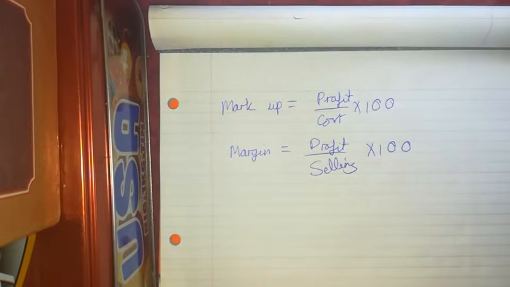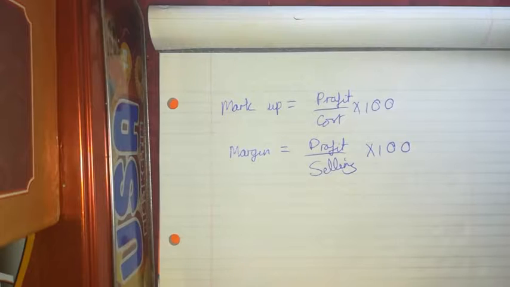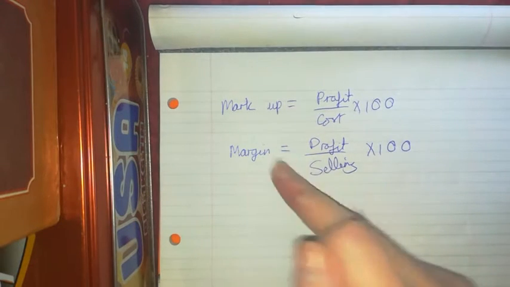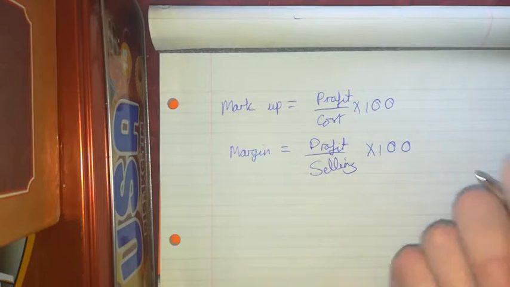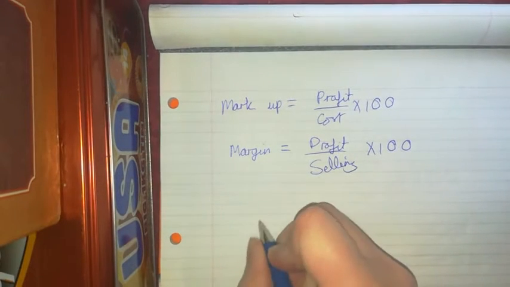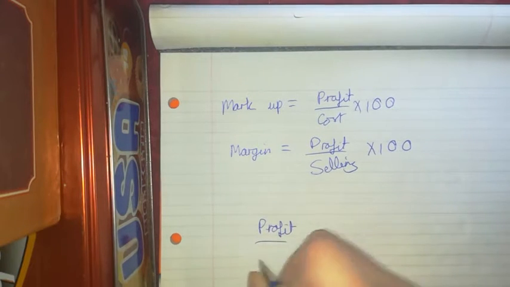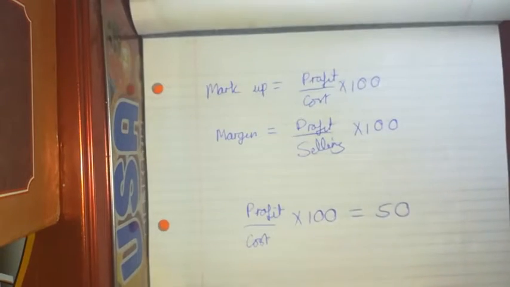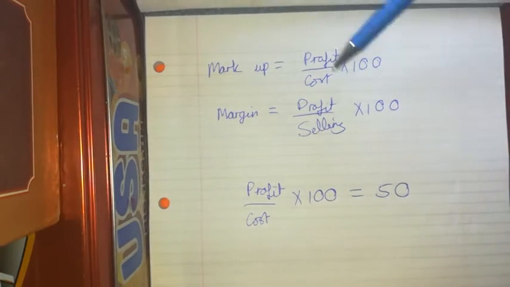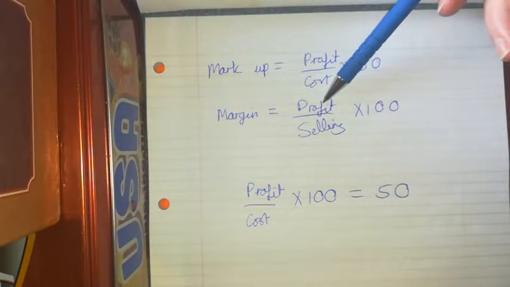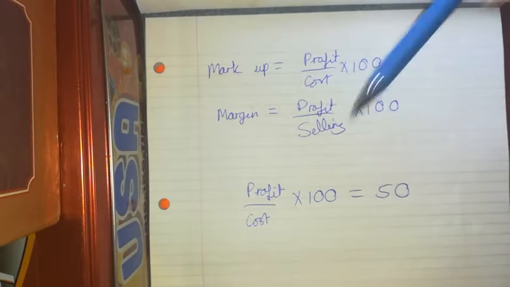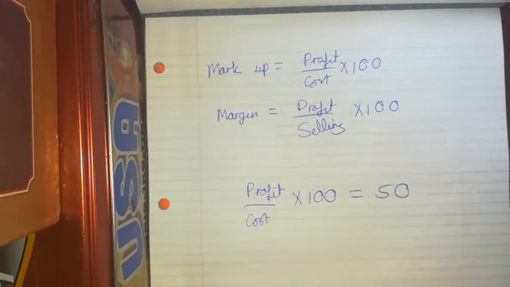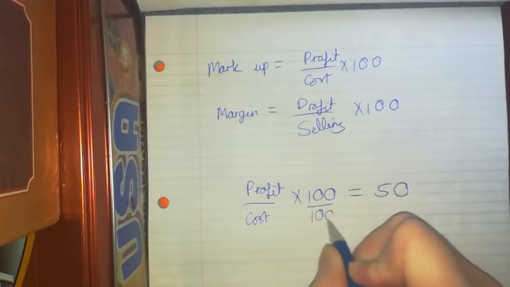The shop also sells runners at a markup of 50%. Find the margin. So we're just told the markup is 50%, and we are asked for the margin. All we know is that profit over cost by 100 is equal to 50, because it's 50%. But I need some way of getting the profit and the selling, and expressing the profit over the selling. So what I might just do here is take my profit over my cost and divide both sides by 100 first.